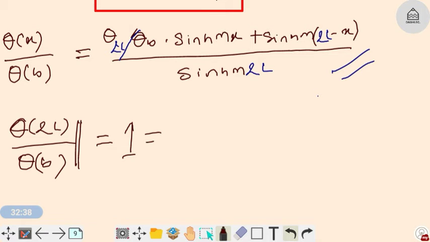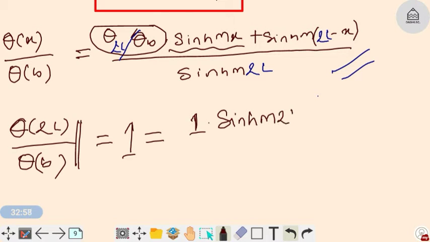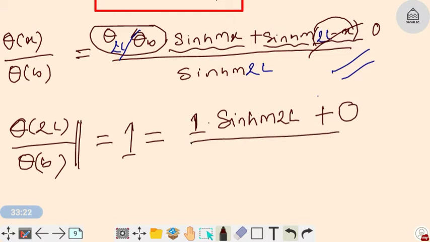Okay, I got it. Now I have just said that theta 2L by theta b is 1, so this 1 into sine hyperbolic m into 2L, because my x is 2L now, plus sine hyperbolic m into 2L minus x. x is 2L, 2L minus 2L is 0, so m into 0 is 0, and sine hyperbolic 0 is 0, divided by, okay, we have done a mistake.